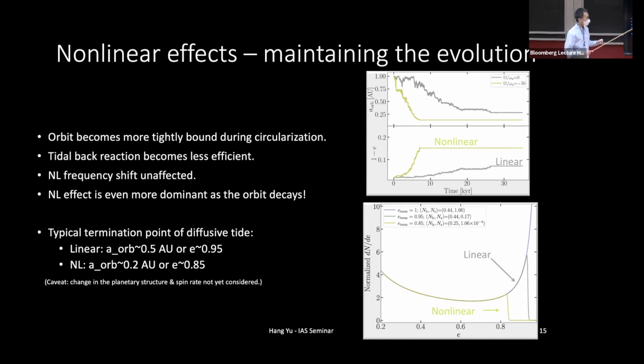So without nonlinear interaction, we find that the diffusive tide can only drive the orbital circularization to something like 0.5 AU, or an eccentricity of around 0.95. And then including the nonlinear effects, the orbital circularization can proceed further to something more like 0.2 AU.